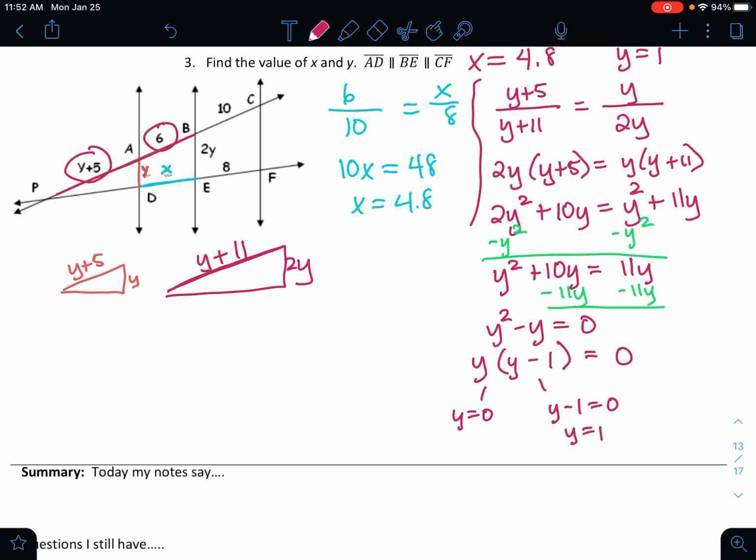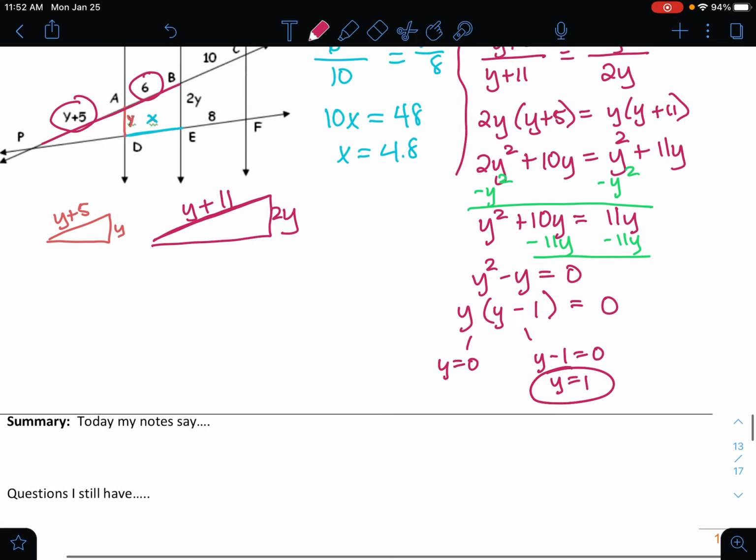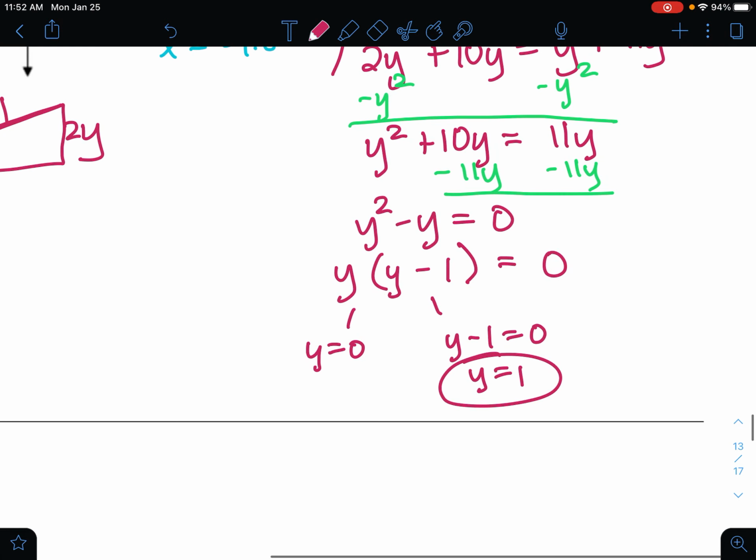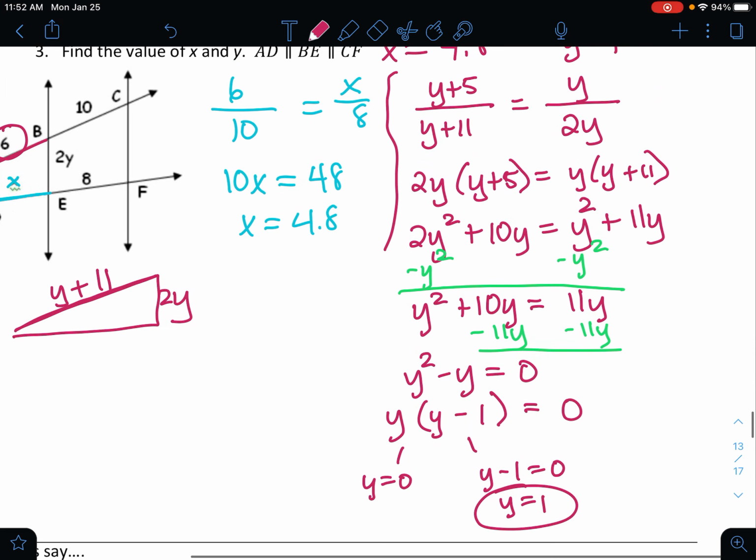But we're dealing with lengths. So do both of them get to stay, or should we throw one out? So go back to your diagram. y equals 0 doesn't work because I can't have a 0 length. So I'm going to let that be and then just circle y equals 1. And so that's my solution.